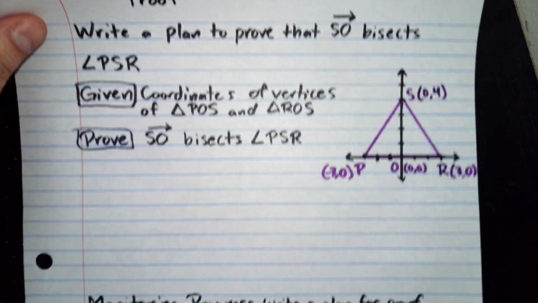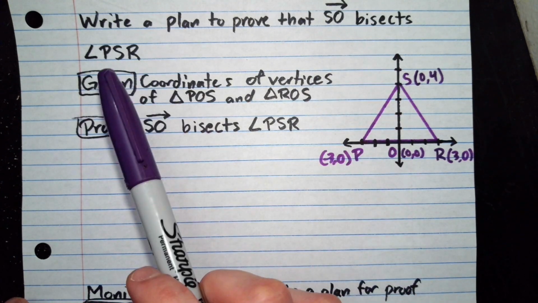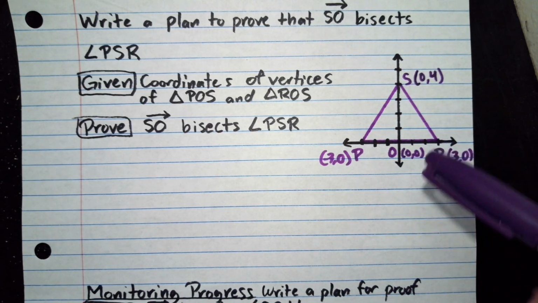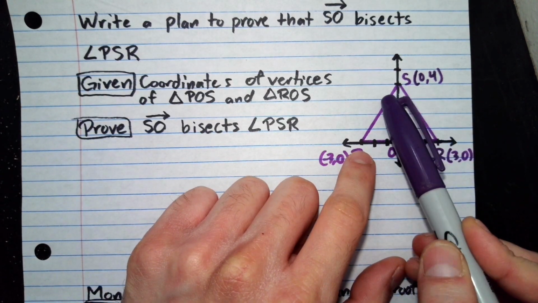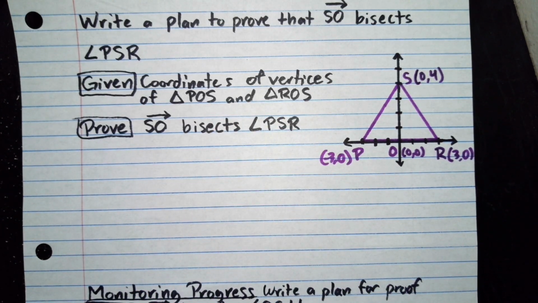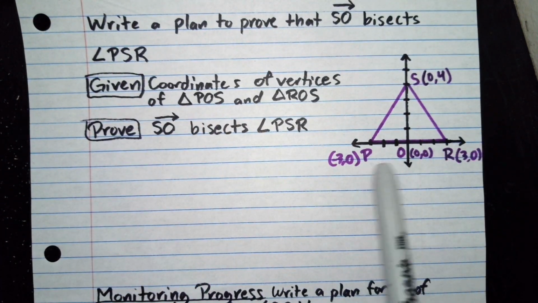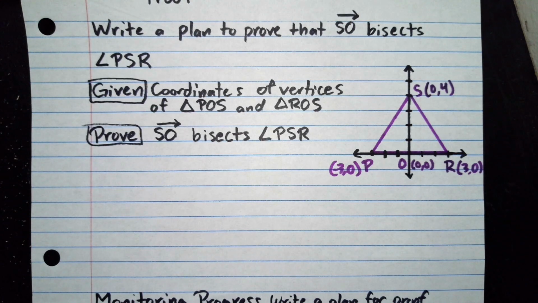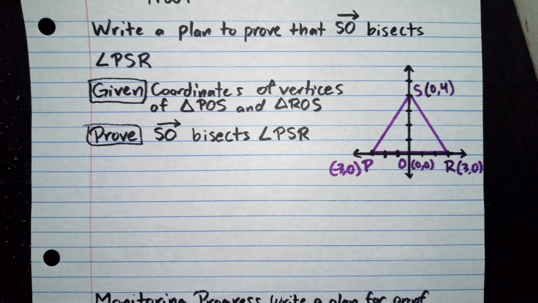So this says write a plan to prove that the segment SO bisects angle PSR. And so we want to prove that this ray here, SO, is cutting this angle right here perfectly in half in two equal lengths. And so what are we given? So we are only given the coordinates of the vertices, right? So if you notice, we are given P, O, R, and S, and we are given the coordinates. And so we want to prove that that segment is going to split that angle in half. So let's see.